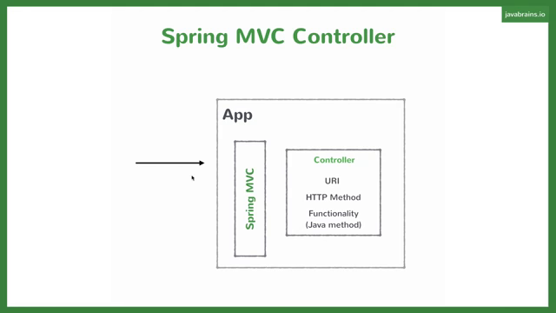So this is what we're going to be doing in this unit. We're going to be writing a bunch of these controller classes to handle a bunch of requests. Now, what are those requests that we're going to be handling in the course API? Let's look at that in the next tutorial.